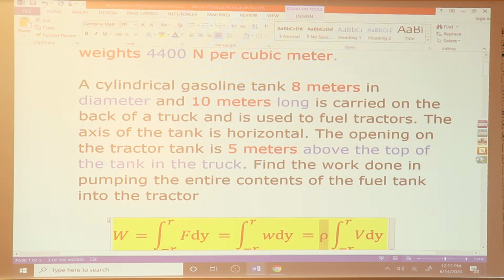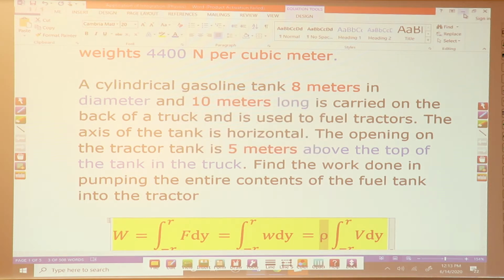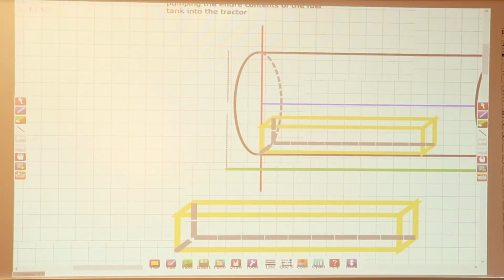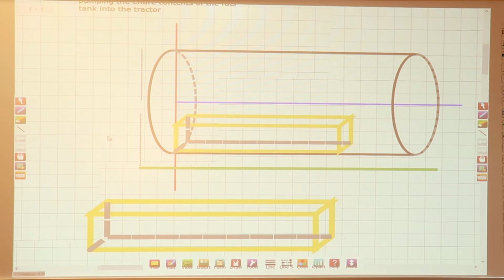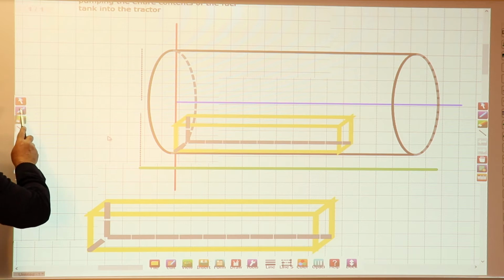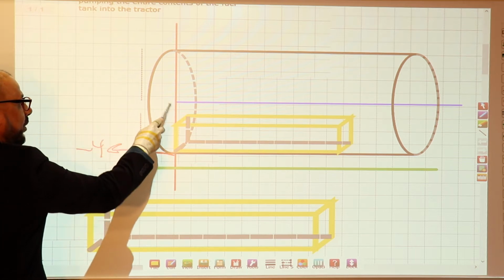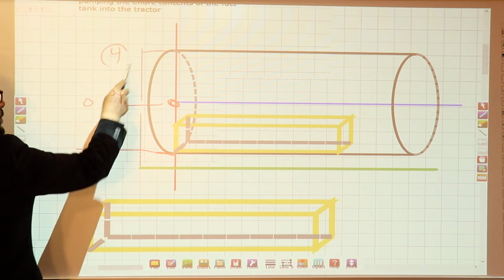Let me go to my board and show you how this tank looks. Okay, then I'm going to go back to this problem. This is my tank. Let me discuss the problem here and the problem there. This is the tank. This is negative 4 from here. This is negative 4. This is the origin, 0, 0, and this is 4. Good? Okay.